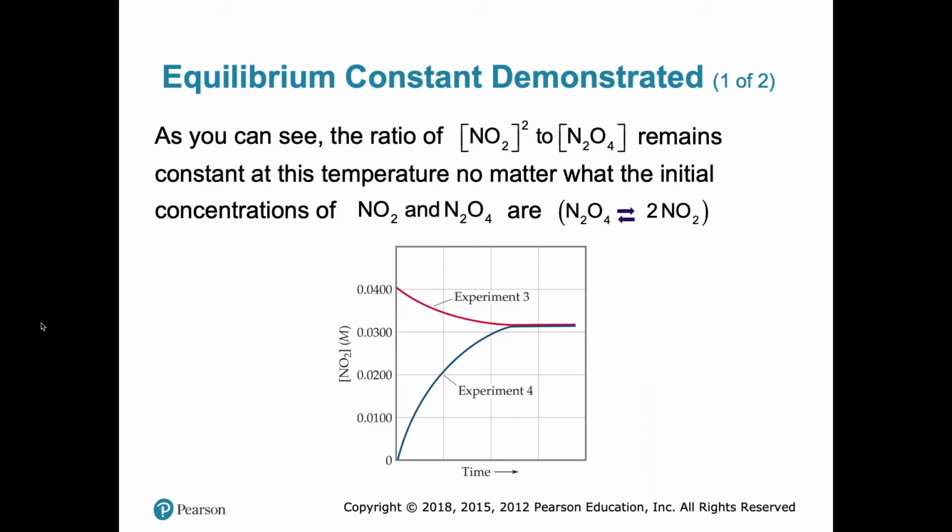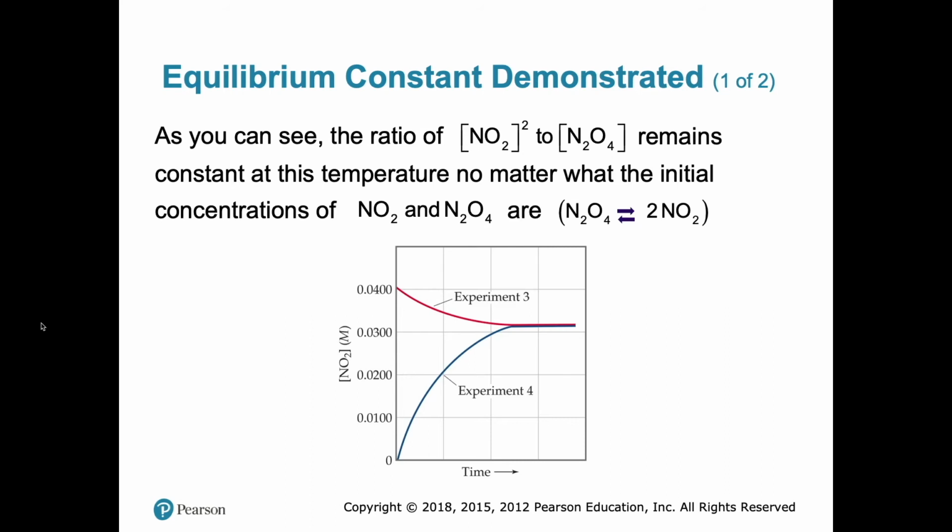In experiment 4, right here, we started out where we had no NO2 and we were getting more NO2. But over here, we're starting out with mostly NO2 and no N2O4. It doesn't even matter that in one experiment we start with more NO2, and in the other we start with more N2O4. In the end, when you get done with the reaction, you always end up having what? Equilibrium, where the rates are the same and the concentrations remain constant. Does that make sense?